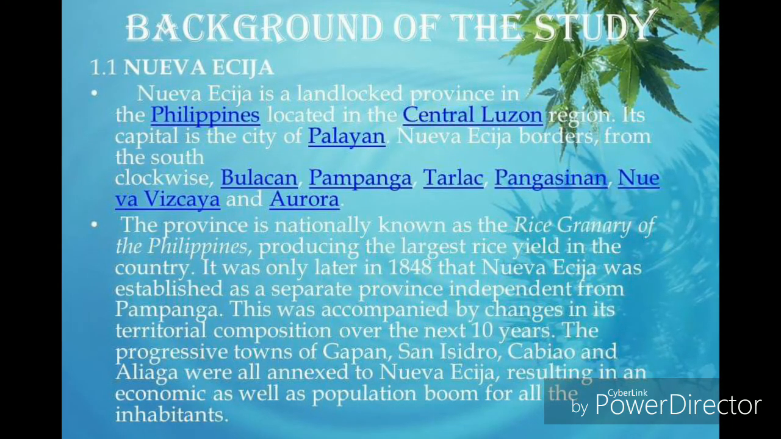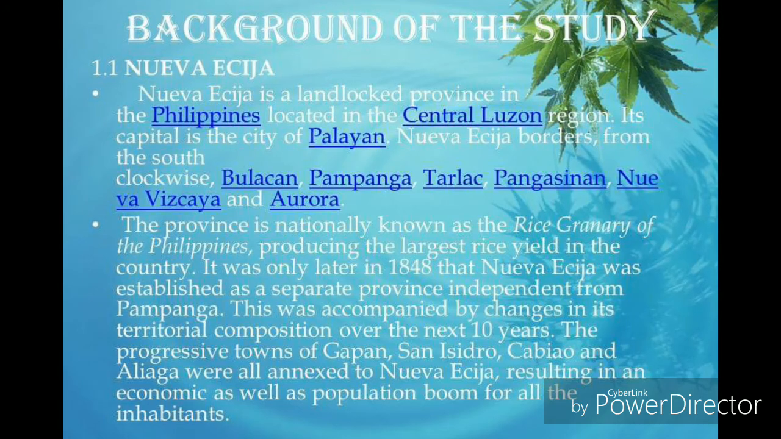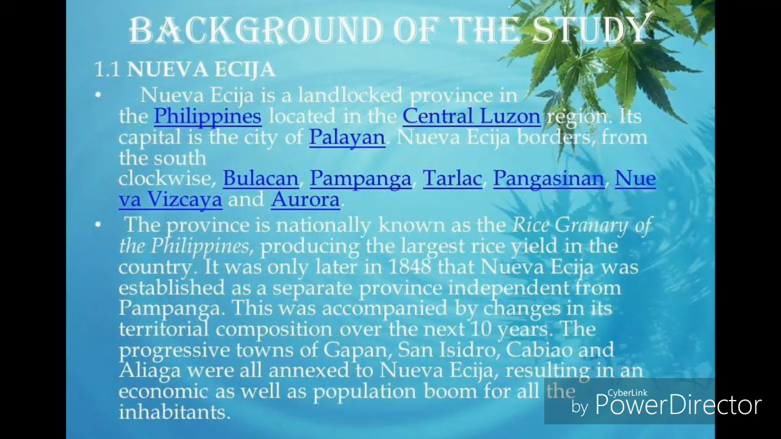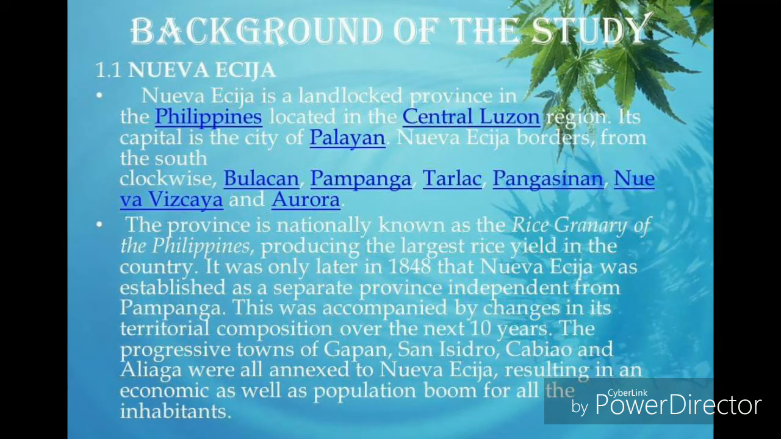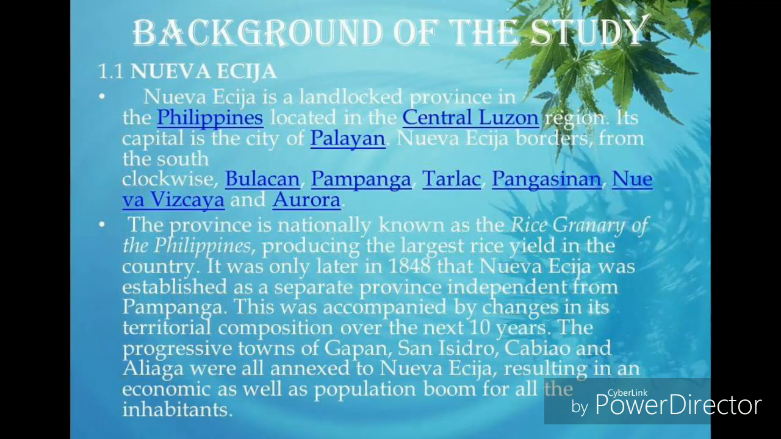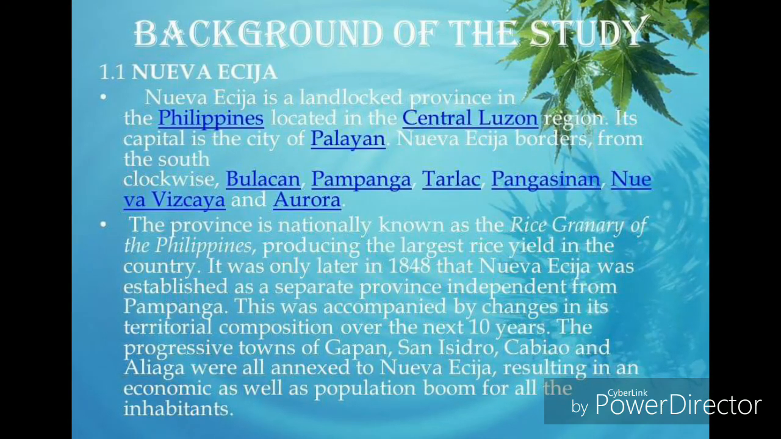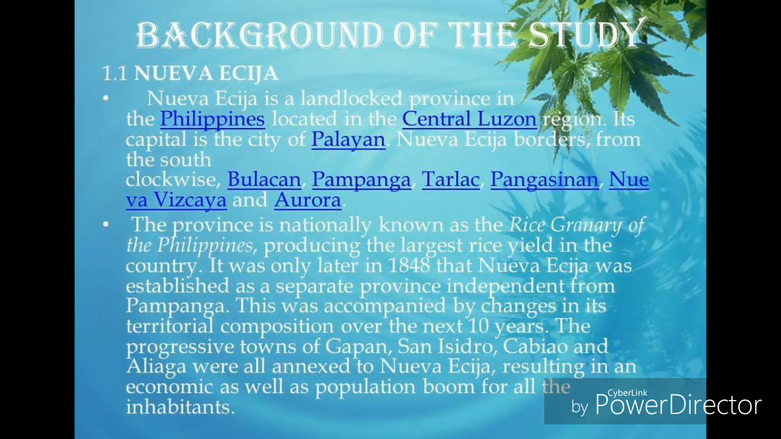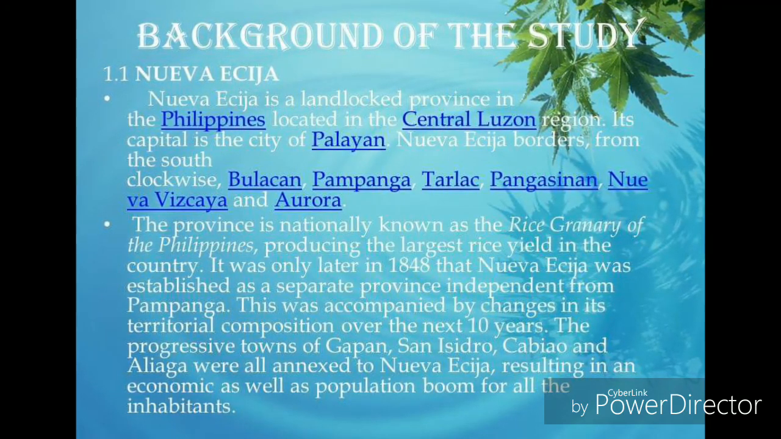Its capital is the city of Palayan. Nueva Ecija borders, from the south clockwise: Bulacan, Pampanga, Tarlac, Pangasinan, Nueva Vizcaya, and Aurora. The province is nationally known as the rice granary of the Philippines, producing the largest rice yield in the country.